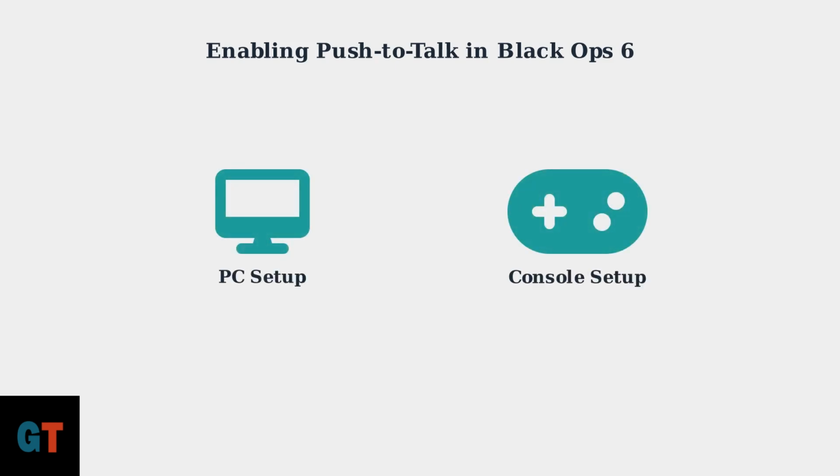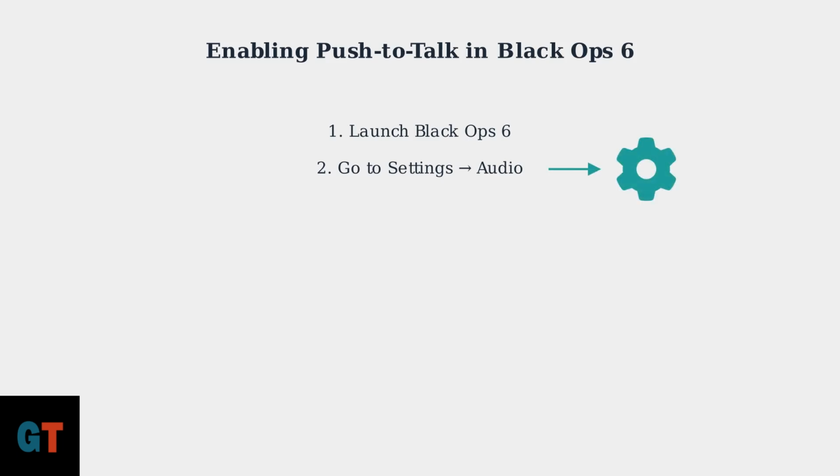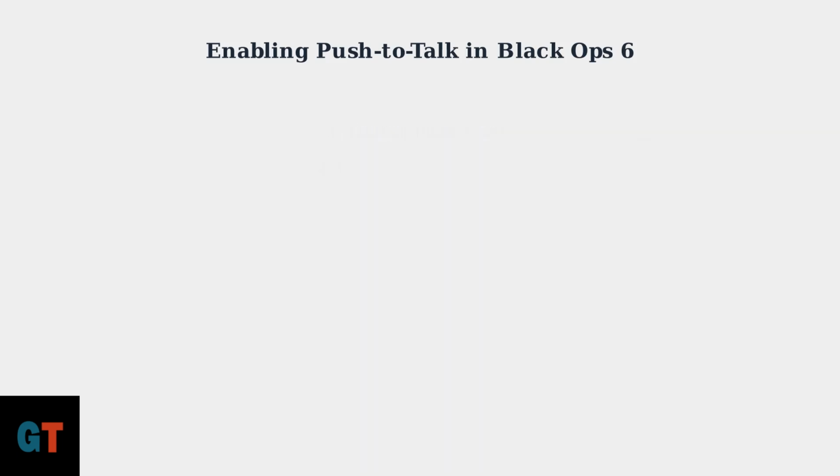Setting up push-to-talk in Black Ops 6 is straightforward, but the exact steps vary slightly between PC and console platforms. We'll walk through both methods so you can get your voice communication configured perfectly. For PC players, start by launching Black Ops 6 and navigating to the main settings menu. From there, you'll want to click on the audio section where all voice communication options are located.